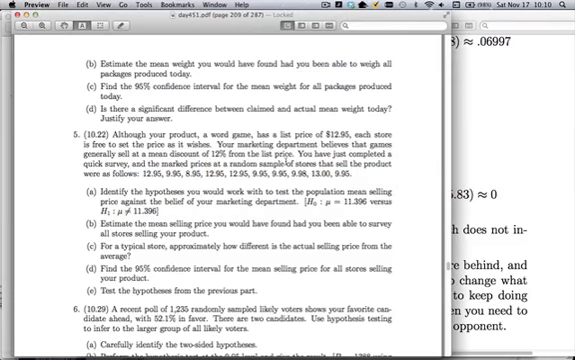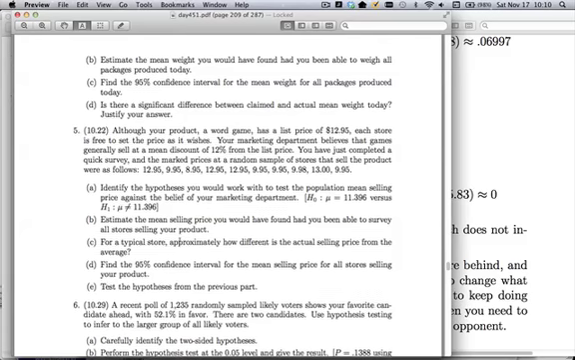Let's go back to the course packet. So we've identified the null and alternative hypothesis. Now we have to find the mean. We have to find, so approximately how different is the selling price from the average. What they're asking for there is the standard error. Then we need a 95% confidence interval. We need to test the hypothesis.